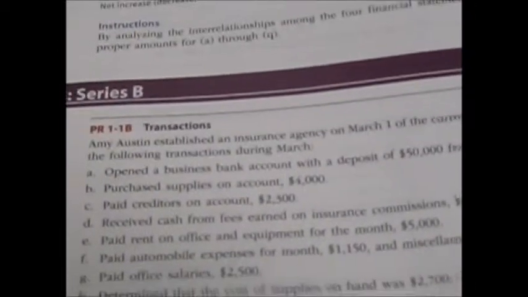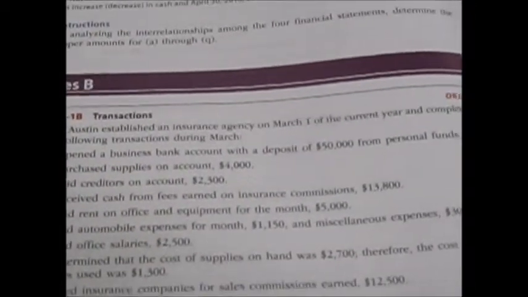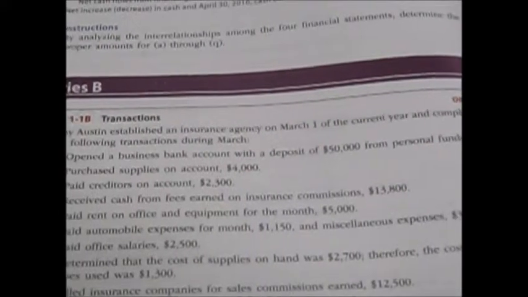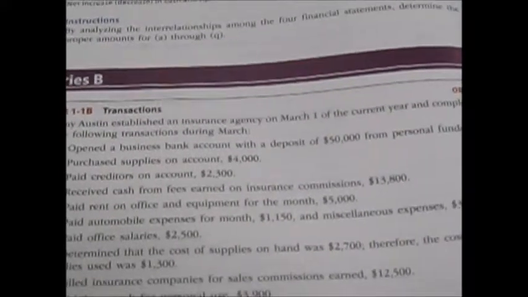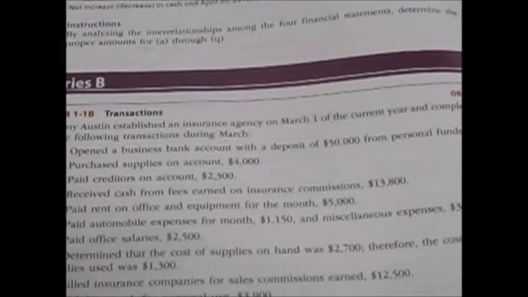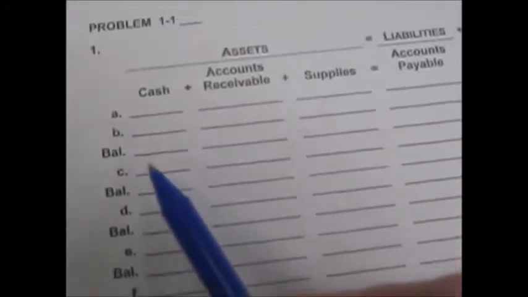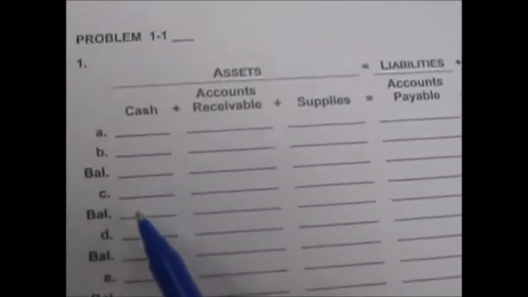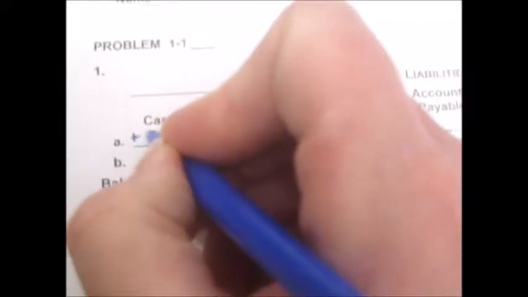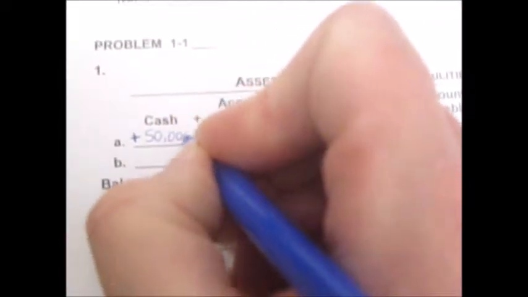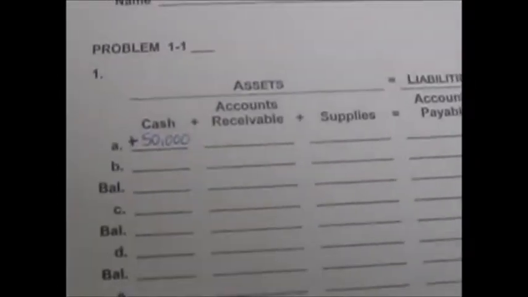Now the first one says, opened a business bank account with a deposit of $50,000 from personal funds. So we're going to come down here to our worksheet to letter A. She deposited $50,000. That's going to affect our cash in a positive way, we're getting cash. So we add $50,000 into the cash account.